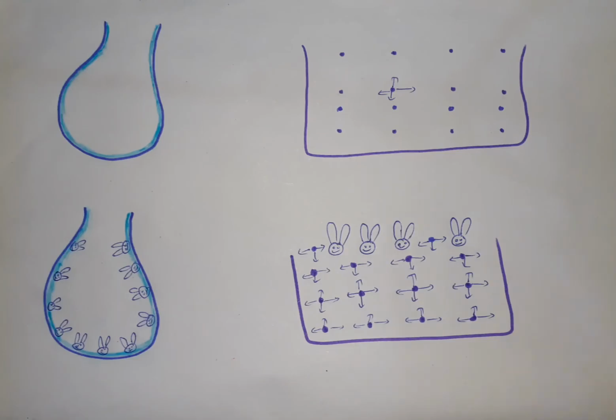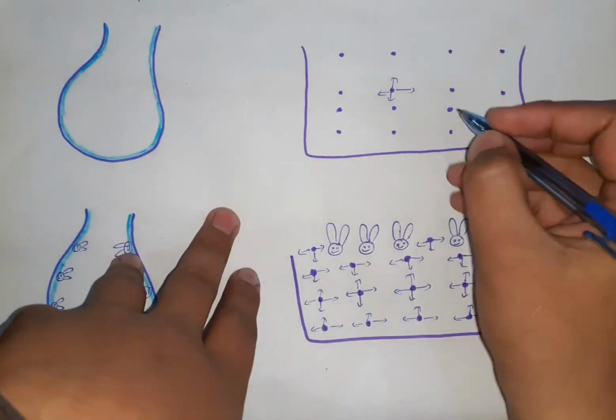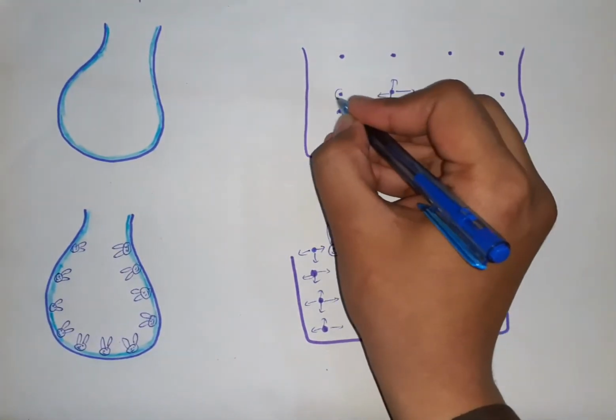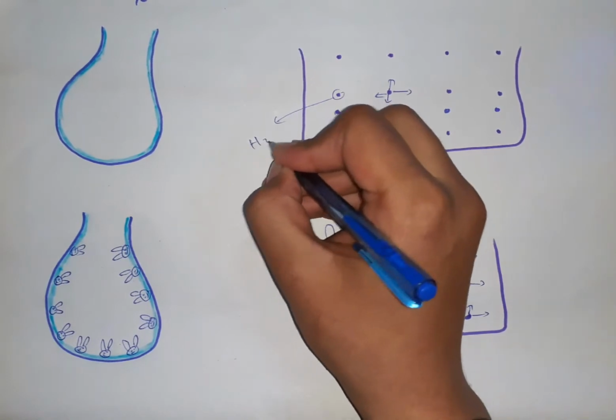Now we are going to discuss how a pulmonary surfactant works. In order to understand how a pulmonary surfactant works, we first have to know what surface tension is. You can see this is a container and these are water molecules, H2O molecules.